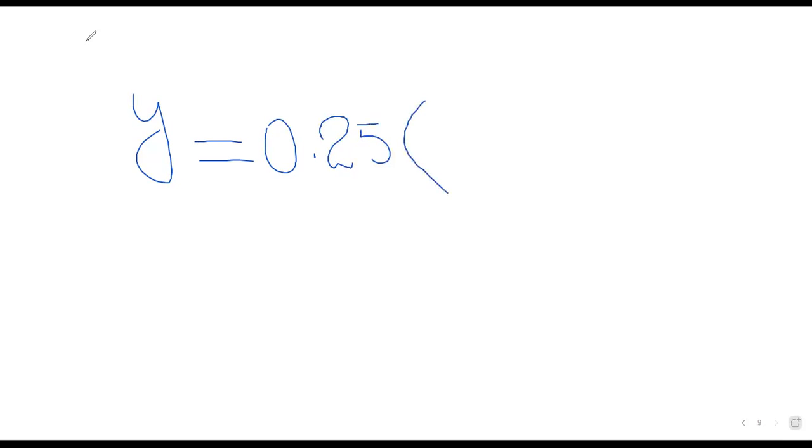Next one is very simple. If y is equal to 0.25 multiplied by 100 minus y, then what is the value of y? So we are looking for the value of y. Please make the calculation, you will get it within seconds.